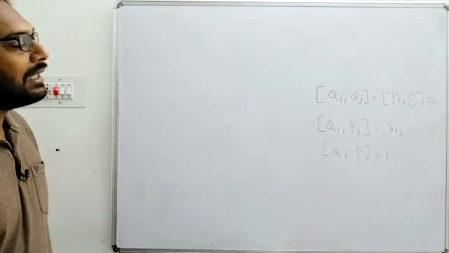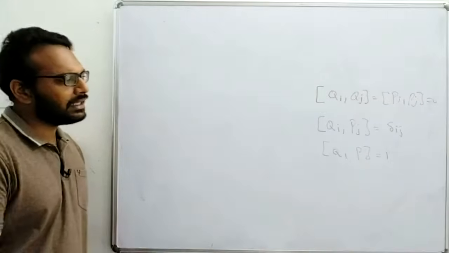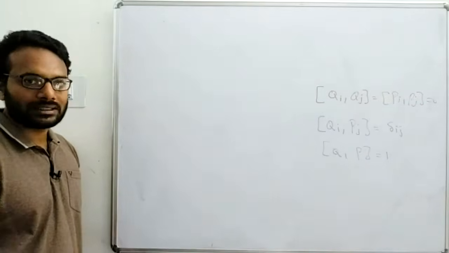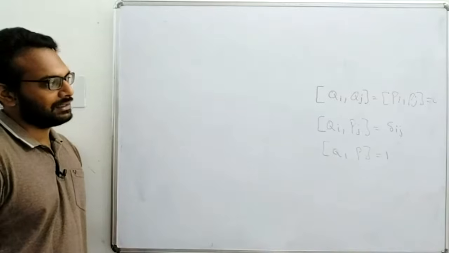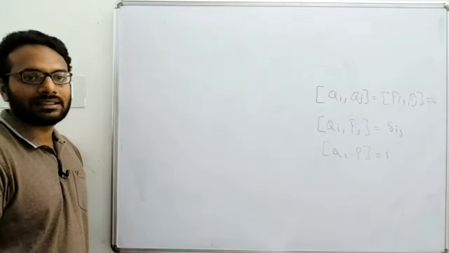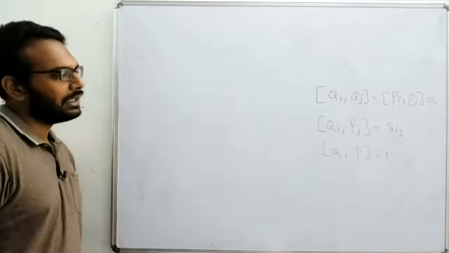They also ask such questions. They give two transformations involving constants alpha and beta and ask, if the transformation is canonical, what are alpha and beta. Such questions are also asked.